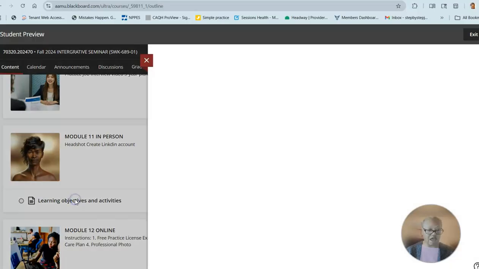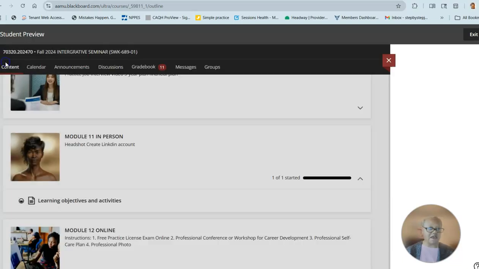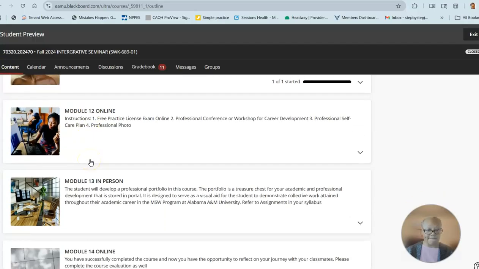Okay. Here we'll be looking at the LinkedIn accounts. You'll be able to share those with your fellow classmates and get feedback and support on what they look like. Please be aware of the fact that you are expected to attend a professional conference or a workshop that pertains to some aspect of career development. So you'll need a certificate of attendance of some sort.